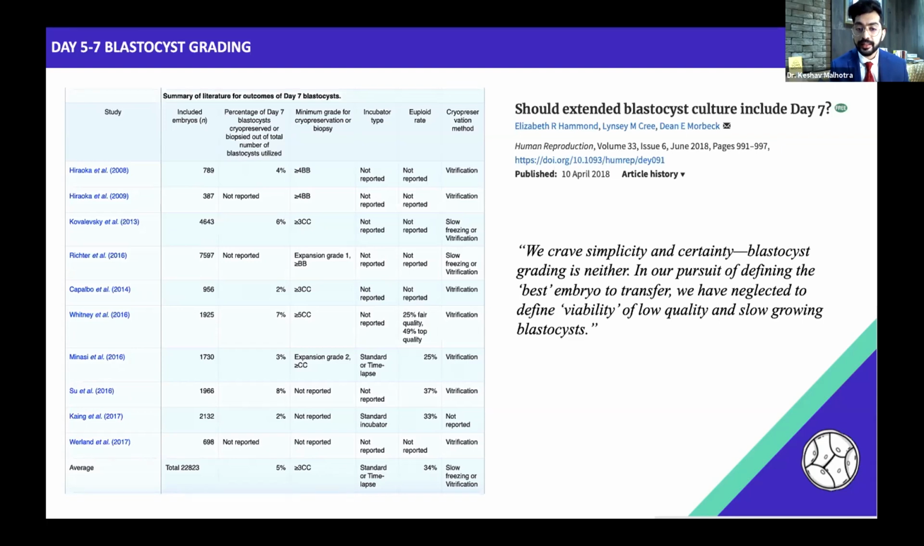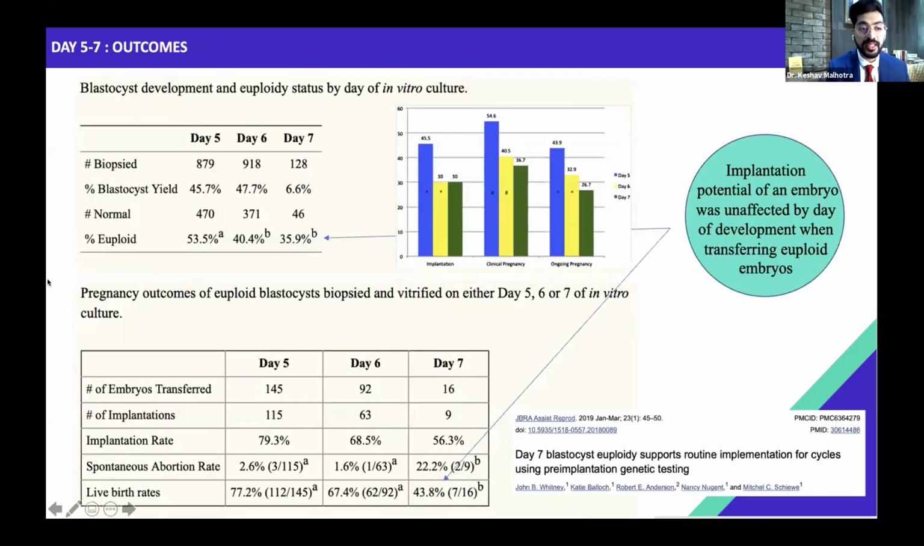And again, I like this line from Dean's paper, which is titled, should extended blastocyst culture include day 7, and you can see a poll at the moment as well. The line says, we crave simplicity and certainty, but blastocyst grading is neither. And in our pursuit of defining the best embryo to transfer, we've neglected to define the viability of low quality and slow growing blastocysts. So this is something that we should be considering.